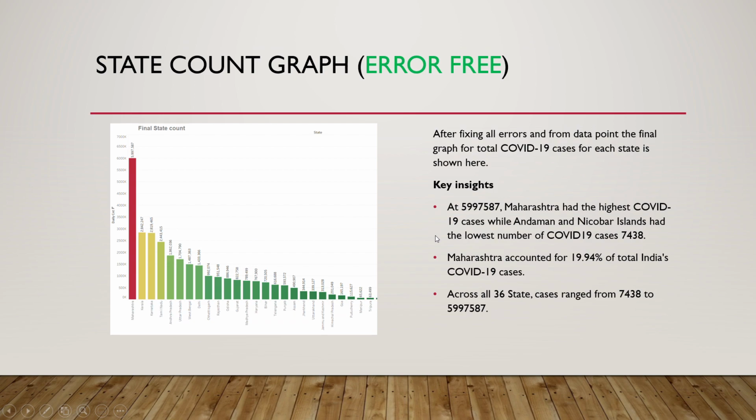So now generate the error-free statewide total count graph. The graph indicates Maharashtra as the major contributor to the COVID-19 cases in India, which is around 20% of the total. Kerala comes next and then Karnataka.